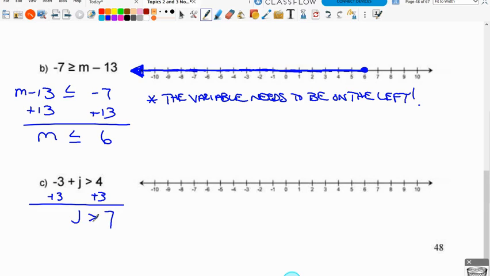All right, so I'm going to find 7. But since I can't be equal to 7, I'm going to use an open circle on 7. And now every number that is greater than 7 would be to the right. So I'm going to shade the number line to the right. And then I'm going to bold the arrow on the right-hand side as well. This is the graph for j is greater than 7.